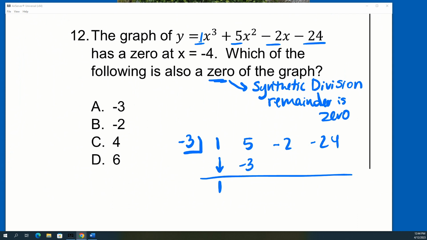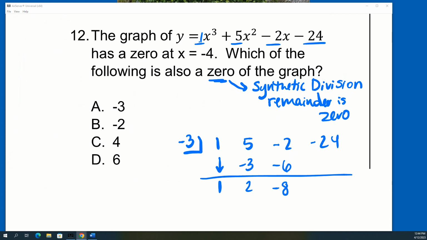-3. And then you're going to add. So it's just multiply, add, multiply, add, multiply, add. So what do you get when you add? 2. So 5 plus -3 is the same as 5 minus 3. All right, and then we're going to multiply. -3 times 2 is going to be -6. All right, then when you add, you actually add the numbers and keep the sign.